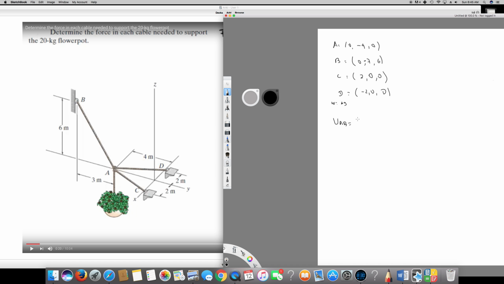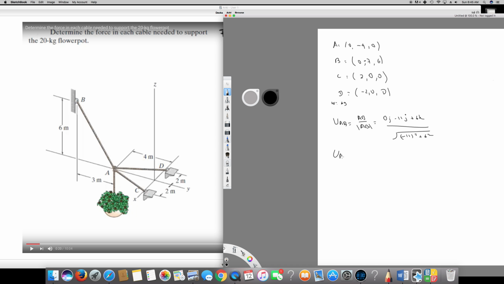UAB means AB over AB magnitude. So AB is going to be B minus A: 0 minus 0 is 0 I, minus 7 minus 4 is minus 11 J, plus 6 minus 0 is 6K, over the square root of minus 11 squared plus 6 squared. So this is my UAB.